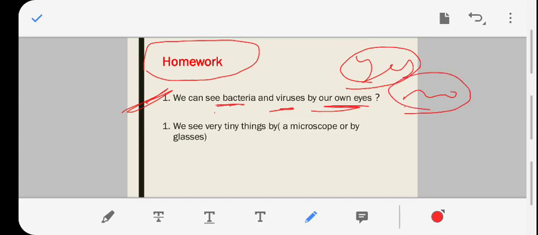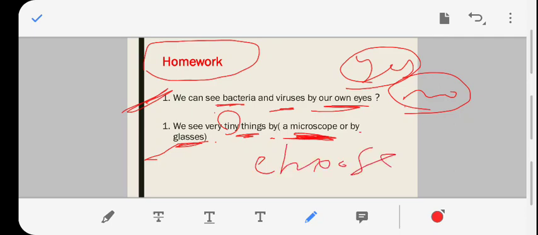We see very tiny things by microscope or by glasses. Choose one of them. Glasses, this is glasses.